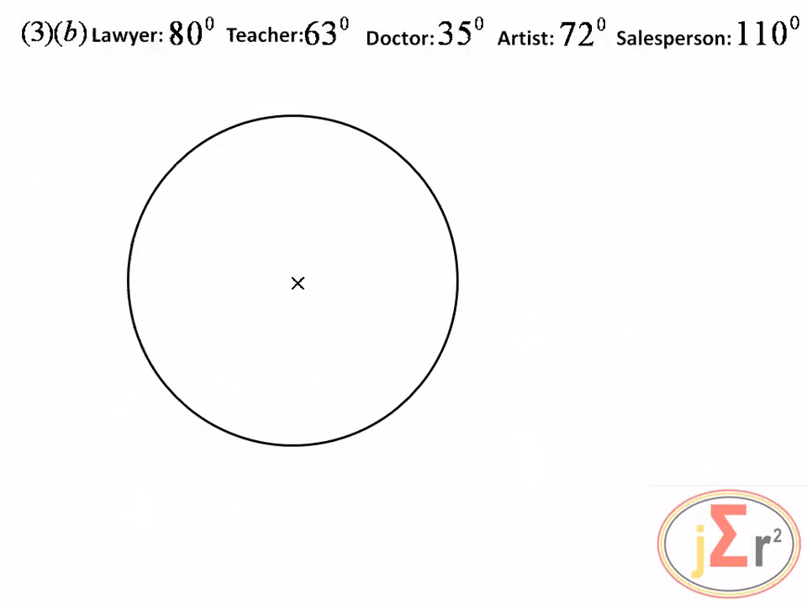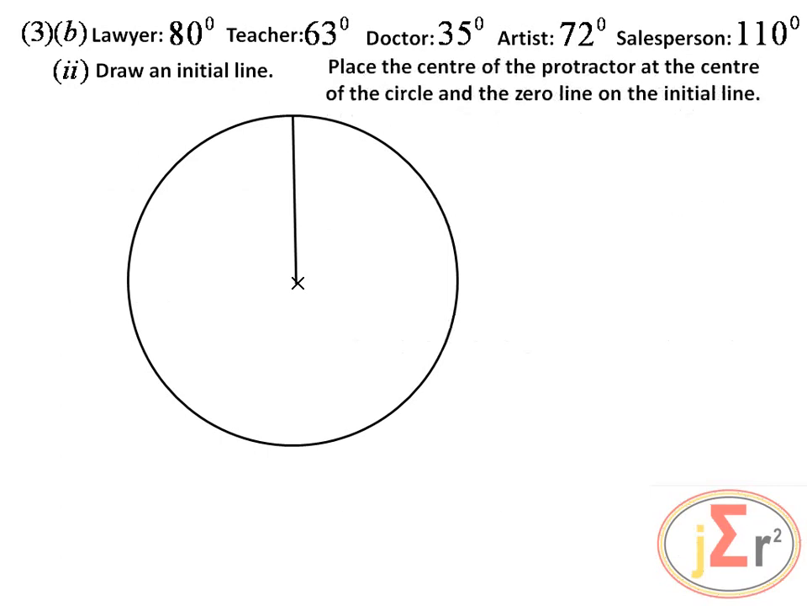We will now put the information in the pie chart, marking or designating the appropriate sector in terms of its actual size to each career. So let us do that. We will first draw an initial line. So that is our initial line. What do we do next?